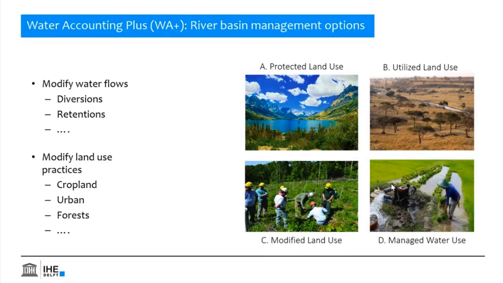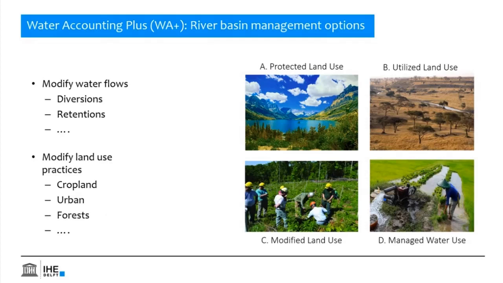For managed water use, the difference between managed water use and utilized land use is that managed water use modifies both water flows and land use practice. So you convert a natural land into cropland, and you also modify the water flow in this particular area. For utilized land use, there is no land use practice or water flow modification, but people utilize it for different purposes, like a natural park that's not protected.